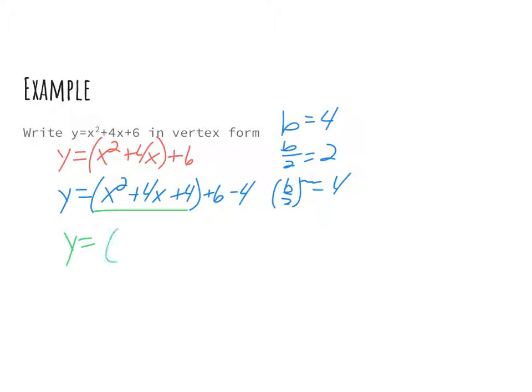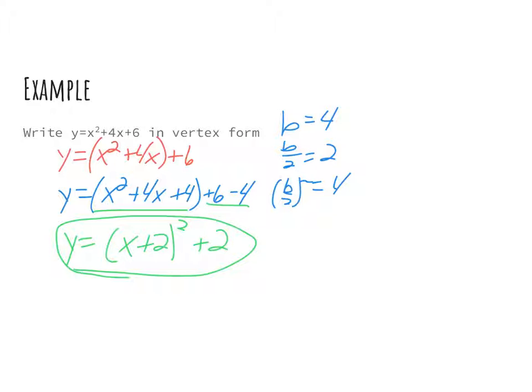I can factor this into my perfect square. It's going to be (x plus 2) squared. And then I've got 6 minus 4, which is going to give me a positive 2. So my vertex form is going to be y equals (x plus 2) squared plus 2.